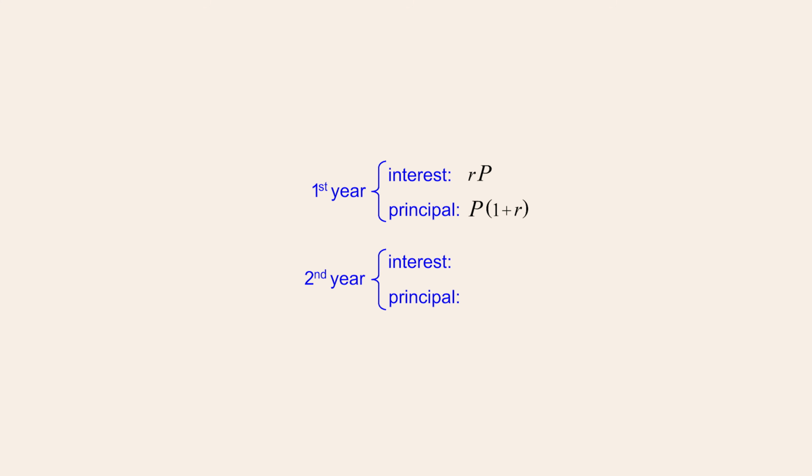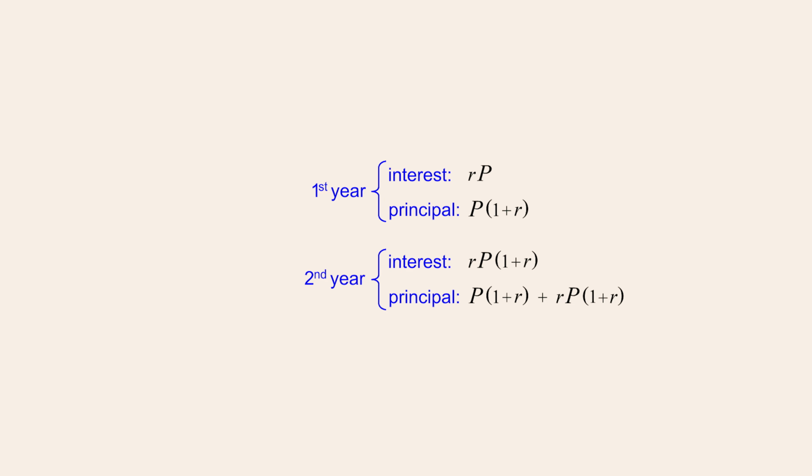Since the principal is now grown, the interest generated in the second year will be greater than the interest generated in the first year. Now, the interest generated in the second year will be the annual interest rate R times the principal from the first year. And the principal at the end of the second year will be the sum of the principal at the end of the first year plus the additional interest generated in the second year.